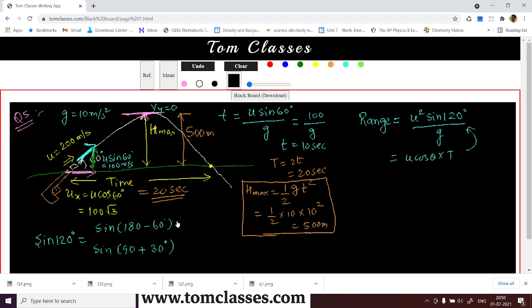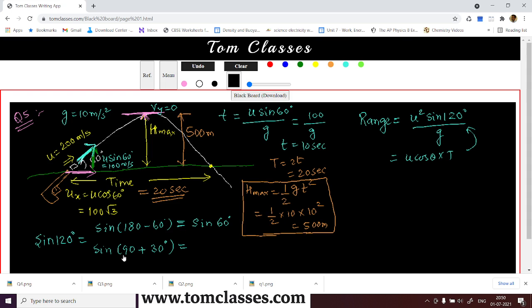So if it is sine of 180 minus 60 degree, how much will it be? Sine is in the second quadrant, it is positive, so sine will remain as sine. So this will be sine of 60 degree. Okay. Now sine of 90 plus 30 degree. So this is 90, it is in the second quadrant.